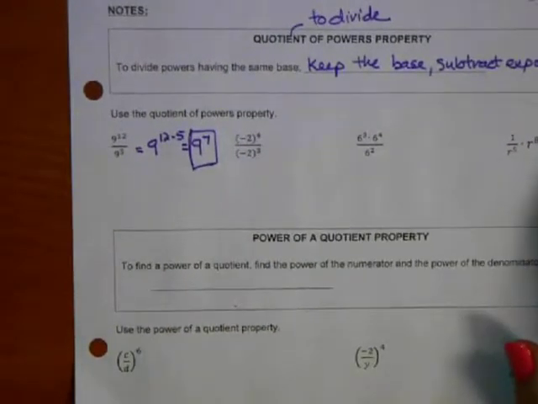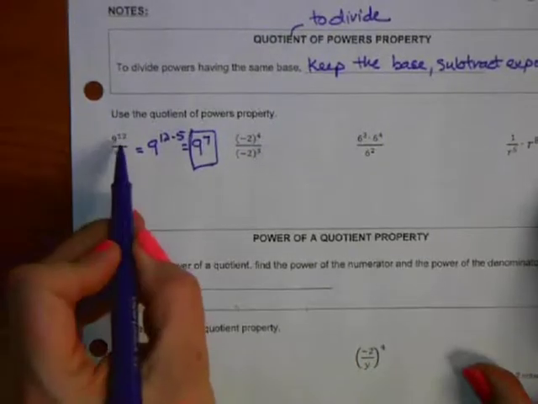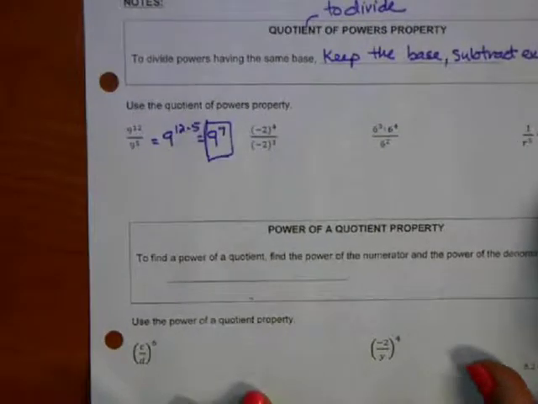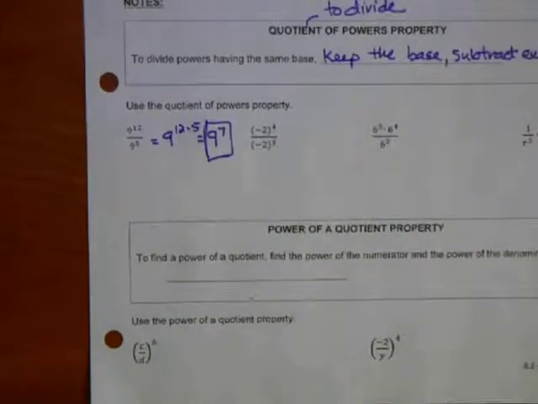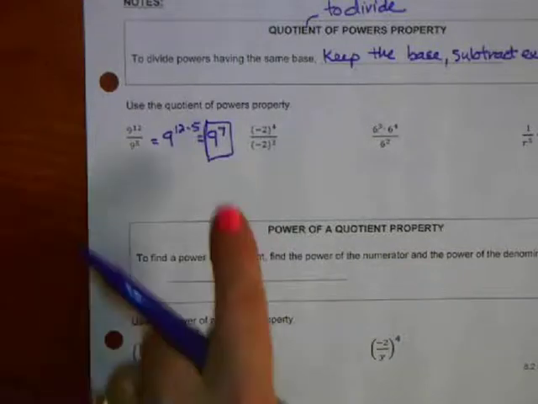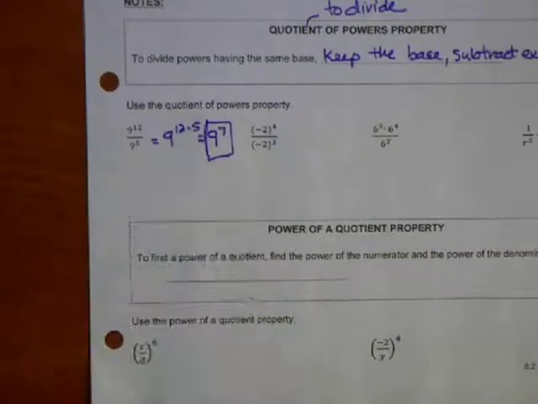Now, I want you all to understand why. Do you understand why that is? Not just because I told you to subtract. How many 9s are in the numerator? 12. So 9 times 9 times 9 times 9 times 9, 12 times. And then 7 9s in the denominator. If you canceled them all out, you would have 5 left over on the bottom, you'd have 7 left over on top.